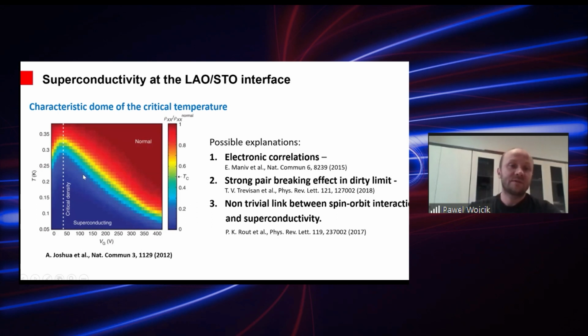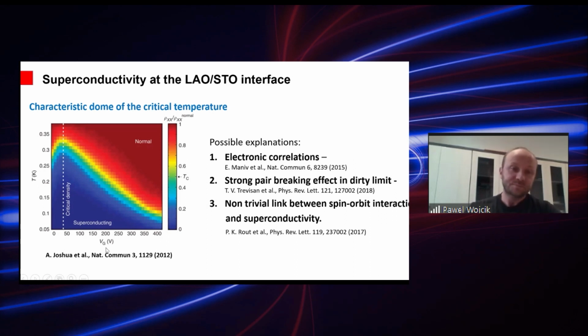Superconductivity in this system was discovered many years ago. Here you have experimental results from one of the most important and one of the first papers, from 2012. You can see that the system exhibits a very characteristic shape in the form of a dome. Here you have the critical temperature as a function of the gate voltage.